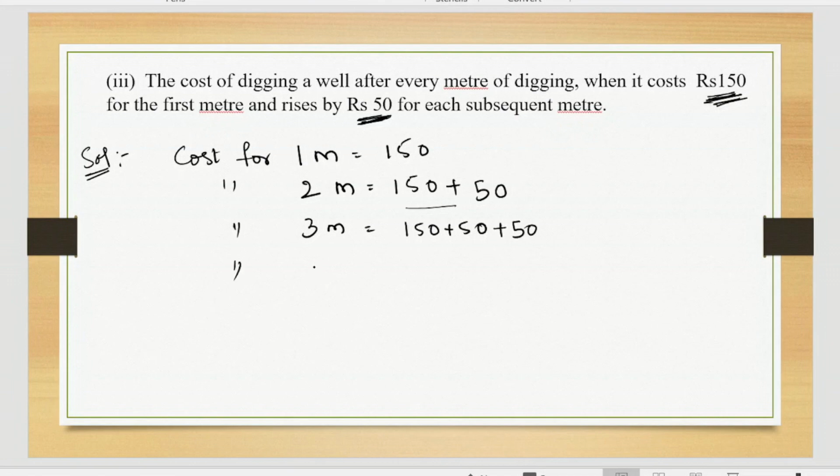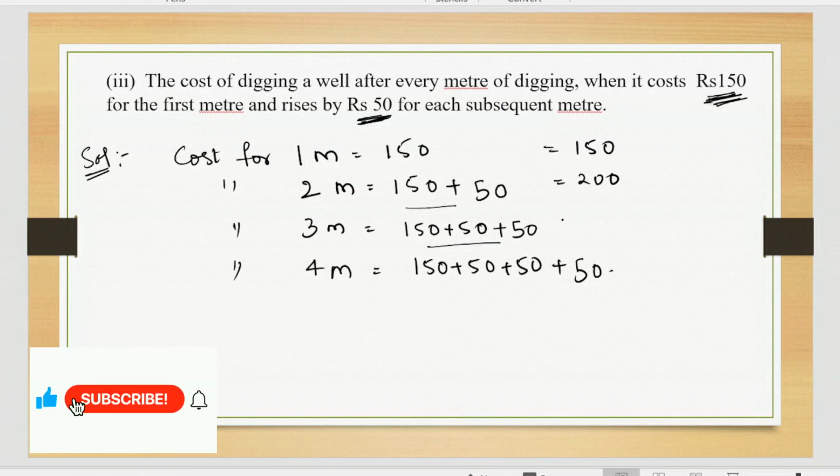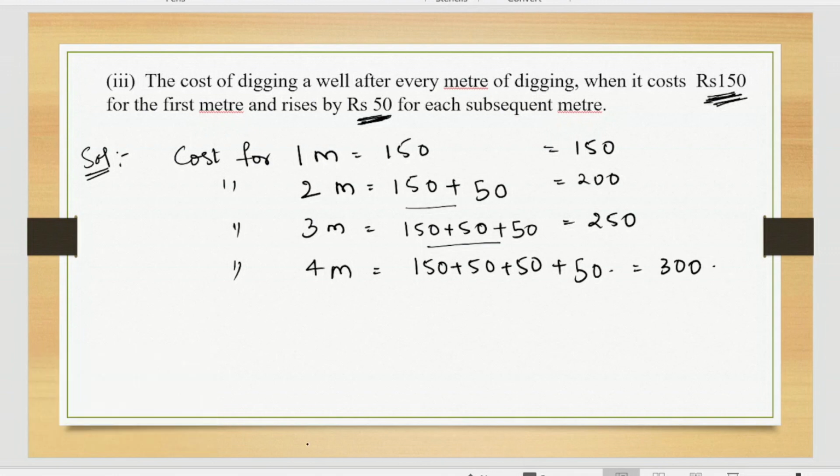So in the same way, the cost for 4 meters of digging: this is the cost of 3 meters, which is 150 plus 50 plus 50, and the cost for the additional 1 meter is 50. Clear? So this is 150, this will be 200, this will be 250 and this is 300. Okay. Now see here, this is the list of numbers, right? 150, 200, 250 and 300. So by seeing this list of numbers, can we say it is an AP?